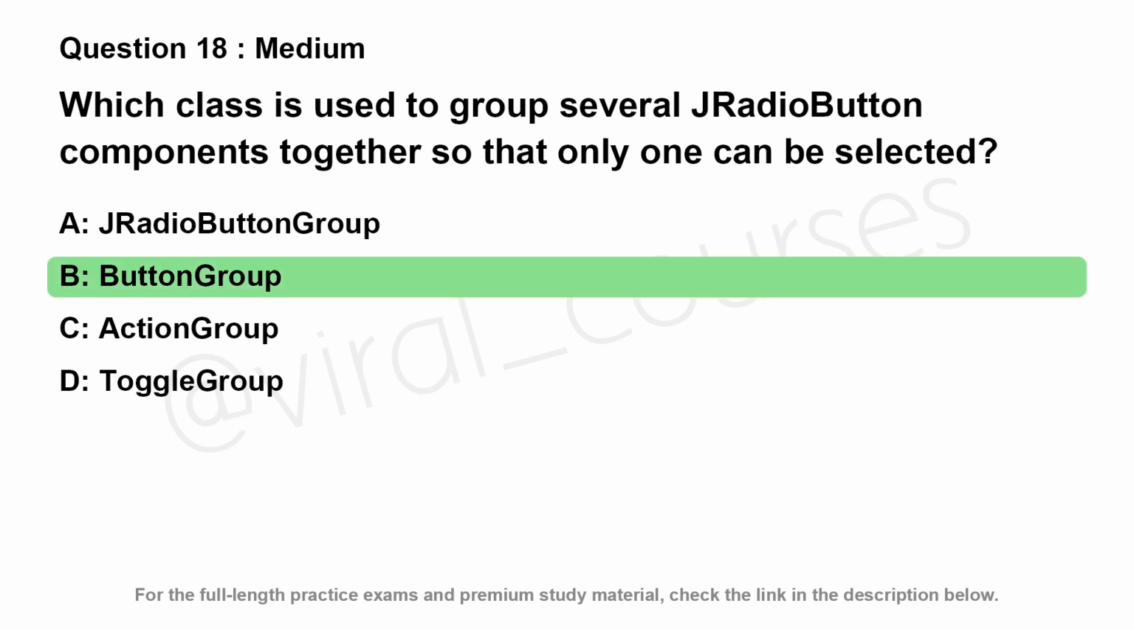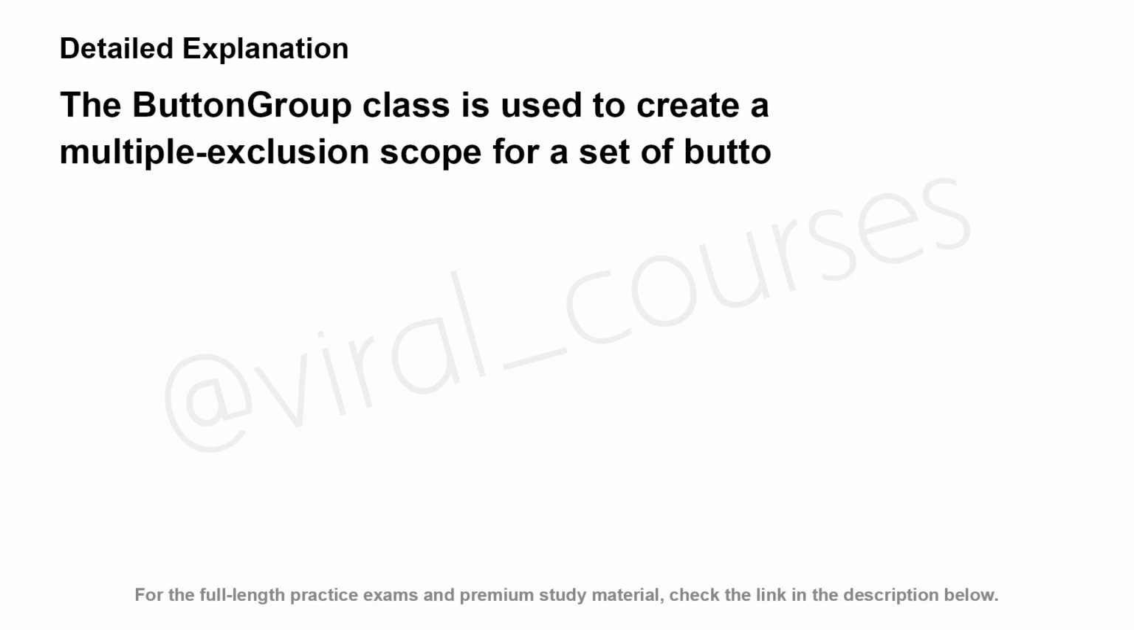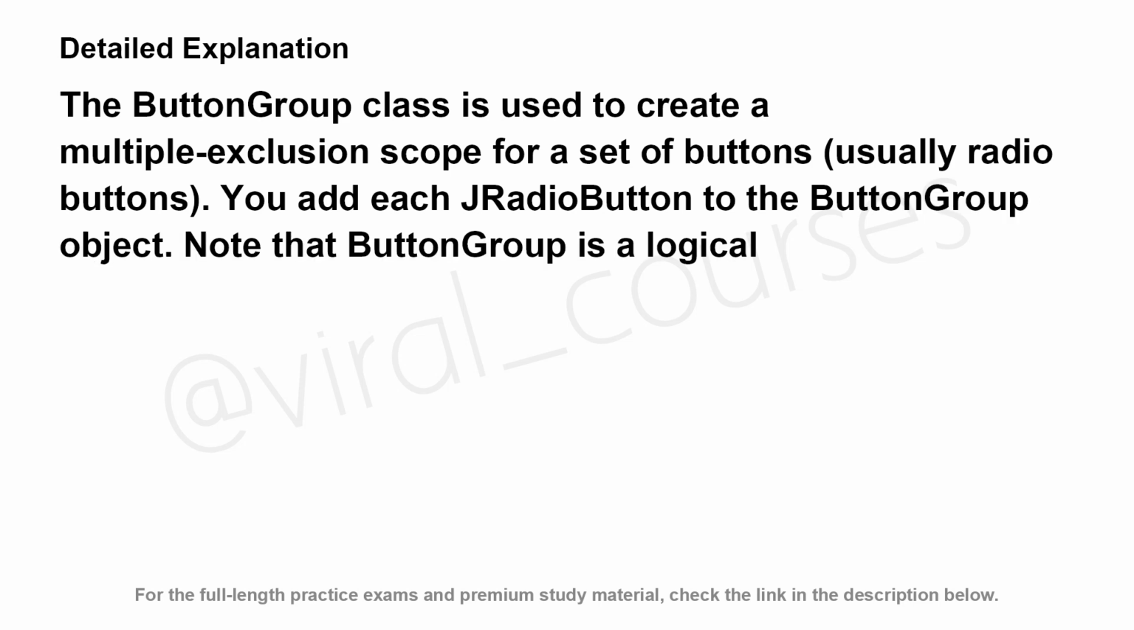The correct answer is B. The ButtonGroup class is used to create a multiple-exclusion scope for a set of buttons, usually radio buttons. You add each JRadioButton to the ButtonGroup object. Note that ButtonGroup is a logical group, not a visual container.